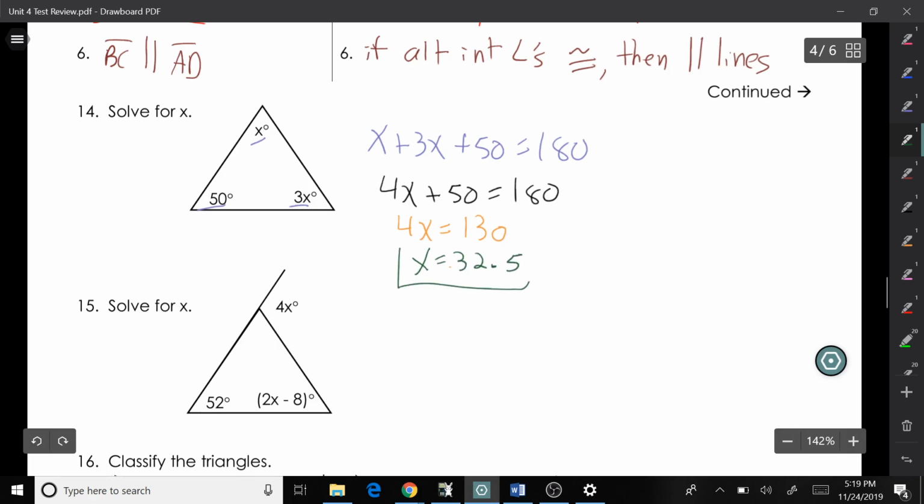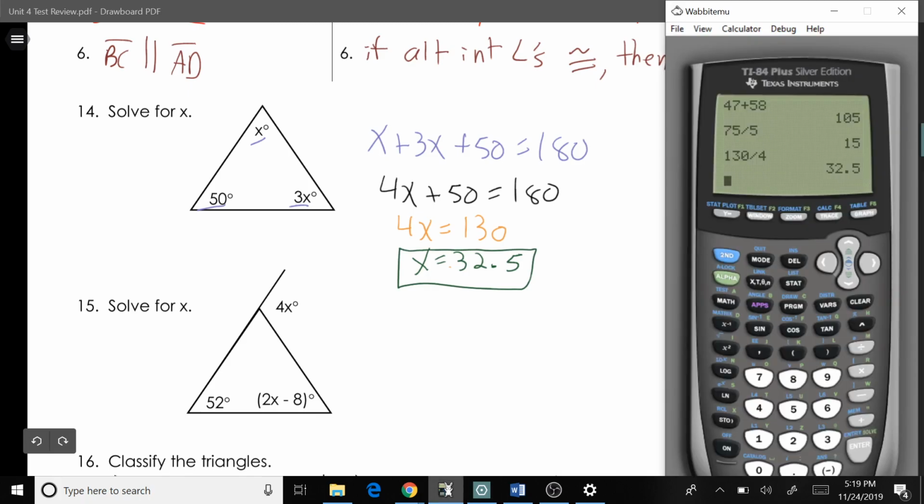And you can always double check that in the calculator. Do 32.5 times 3 plus 32.5 plus 50, and we get 180.